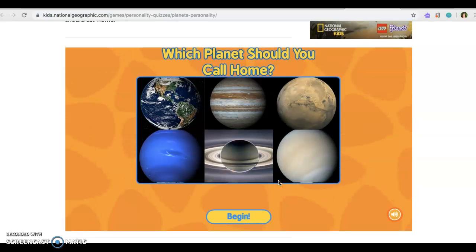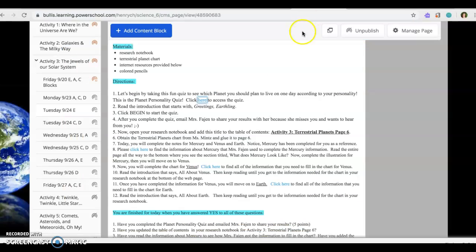When I took this quiz, I got Mars, which made me very happy because I would love to go to Mars someday. I'm fascinated by the planet, so I was excited that that was my match. So what I'm asking you guys to do, if you look down at step 4, after you take the quiz, is email me to tell me your results. I'm just curious. Well, first of all, I miss you all and I want to hear from you. But I'm also curious to see what everyone's future home planet should be based on their personalities.